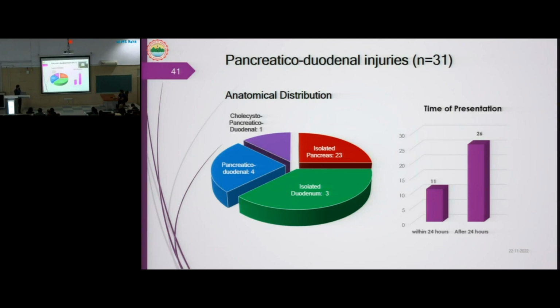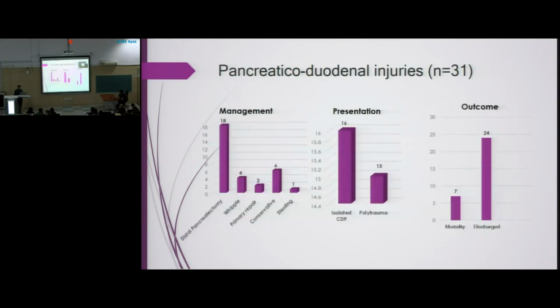11 patients out of 31 came to us within 24 hours, and 26 patients came after 26 hours. Coming to management, 18 patients were managed with distal pancreatectomy, 4 with Whipple's procedure, 2 with primary repair of the duodenal wall, where there were small perforations on the lateral aspect. 6 patients were managed conservatively, and 1 patient was managed with stenting. 16 patients had isolated pancreatico-duodenal injuries, and 15 patients had these injuries as part of polytrauma.